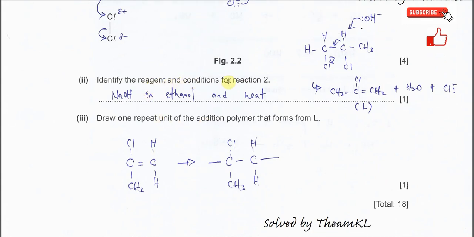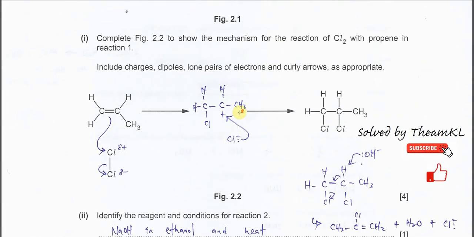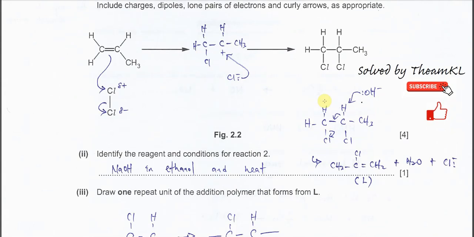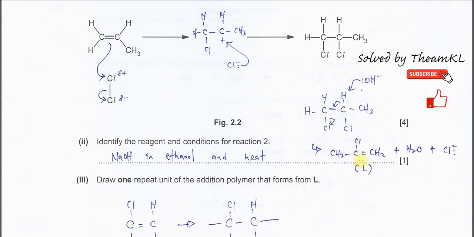Identify the reagents and conditions for reaction 2. Reaction 2 is this one. Reaction 2 is an elimination reaction. So this chlorine is removed with this hydrogen. It's not together actually. So this hydrogen and this chlorine are removed and form this L. So how to get this alkene or this compound L?